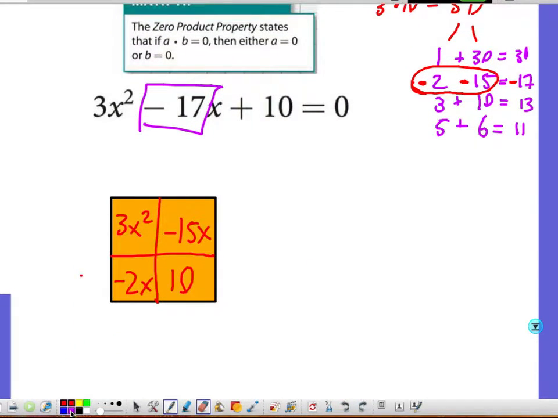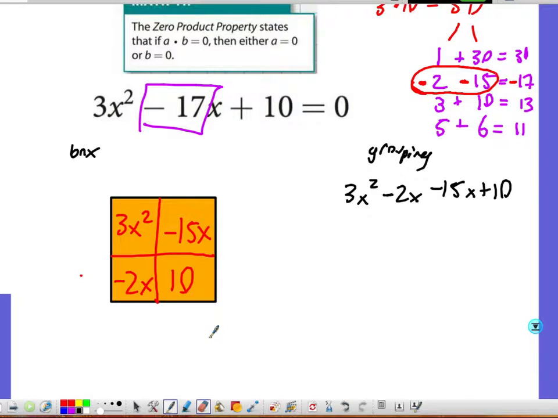Now, using the box method, I also want to show you the grouping method side by side. So that's what you would do for the box method. The grouping method, you would do this, grouping, and then this is the box. So grouping method, once you find your two factors, you can put negative 2x minus 15x plus 10. And so it doesn't matter which number you put first. You could have put negative 15x minus 2x plus 10. It doesn't matter which way you do it.